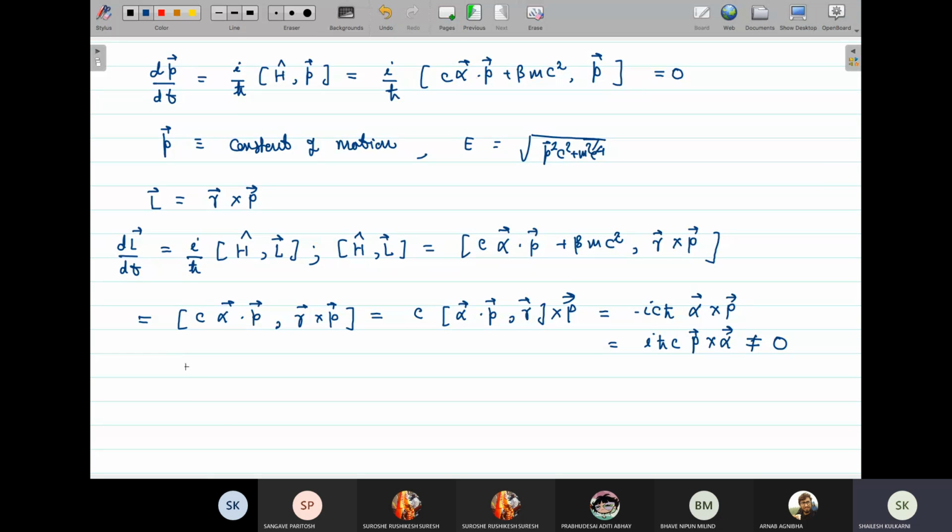It would be constant if we add some part to it, such that this term goes away. Let us see. I will complete this first. So dL by dt will be i h cross into this, so it will be c times alpha cross P.